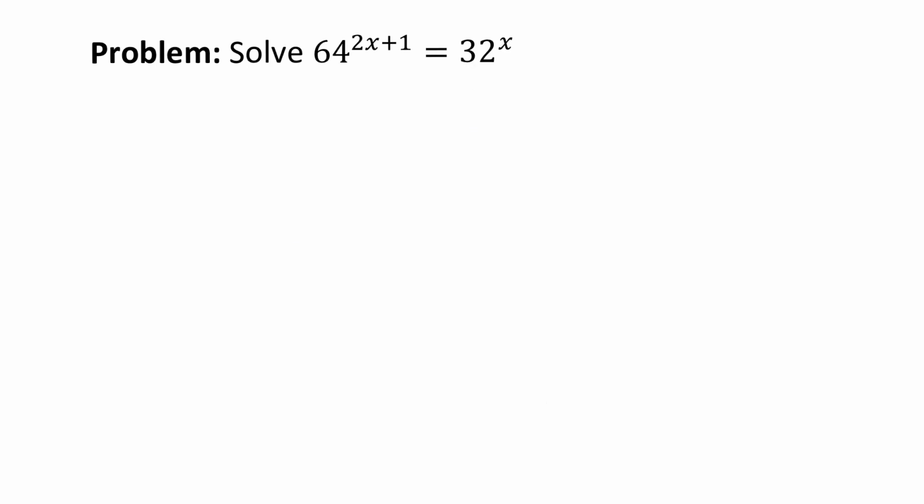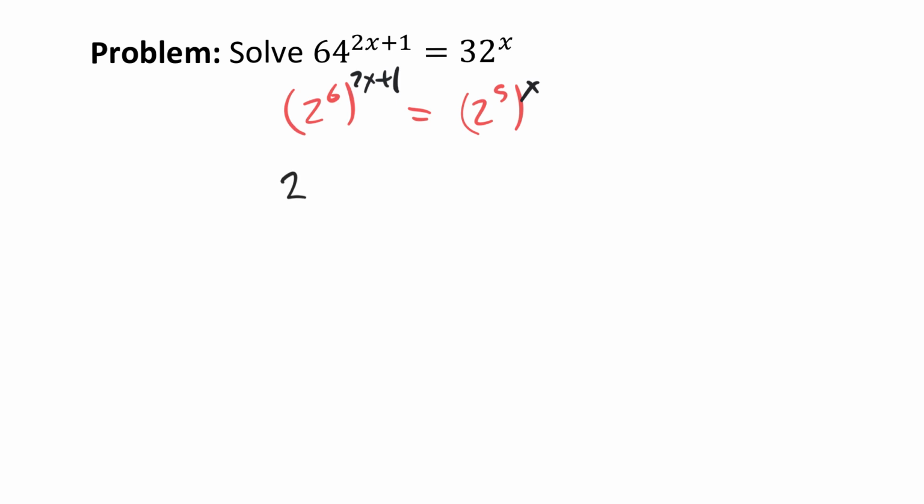All right, so we got another one here. I'd encourage you to pause the video and give this a try. Okay, so we're going to go for powers of 2 on this one. 64, we can write that as 2 to the 6. And 32, we can write as 2 to the 5. That'll leave a 2x plus 1 up here and just an x.